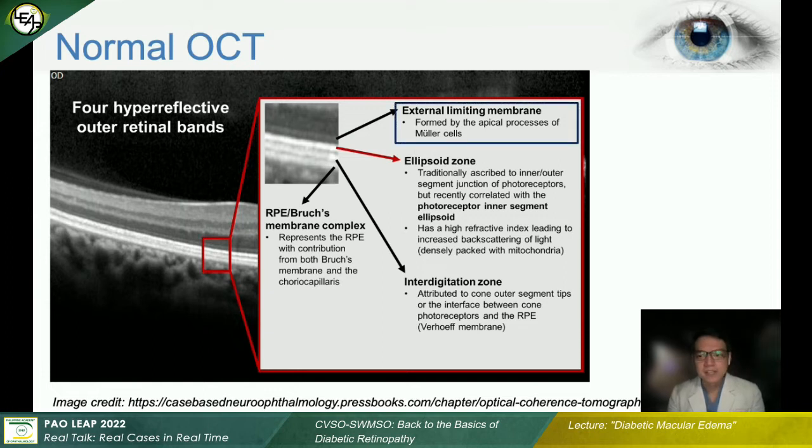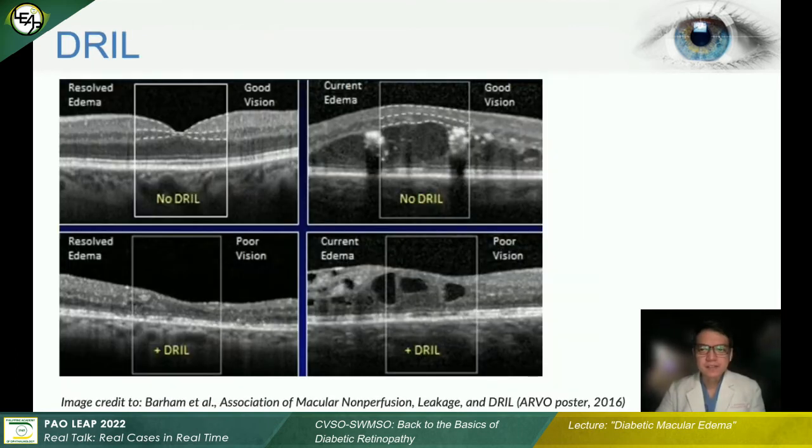The external limiting membrane is formed by the apical processes of the Müller cells, while the ellipsoid zone is traditionally ascribed to the inner-outer segment or ISOS junction of photoreceptors, but recently is correlated with the photoreceptor inner segment of the ellipsoid. The disorganization of the retinal inner layers or DRIL is thought to represent damaged cells within the inner retinal layers, indicating a disruption in the normal visual pathway from the photoreceptors to the ganglion cells. DRIL is identified on OCT when there is disruption of the demarcating interface lines between all the layers from the ganglion cell layer to the outer nuclear layer.